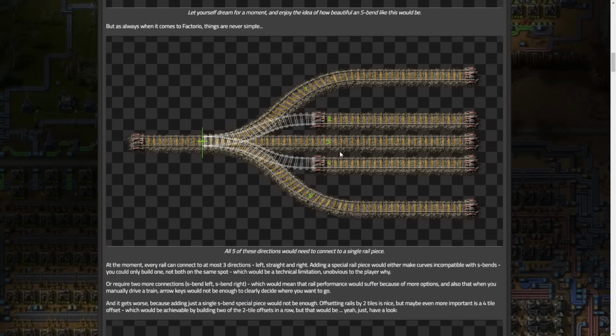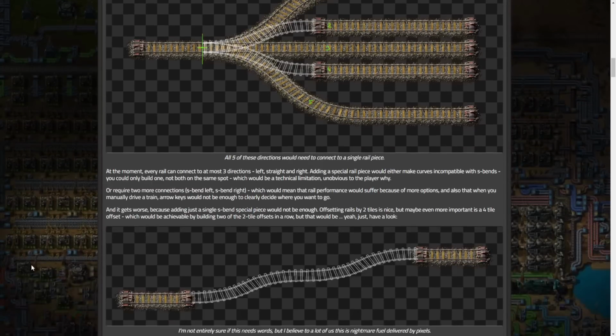Adding a special rail piece would either make curves incompatible with S-bends, so you could only build one, not both, on the same spot, which would be a technical limitation and unobvious to the player, which would cause other issues. Or it would require 2 more connections, S-bend left and S-bend right, which would mean that rail performance would suffer because of more options, and also that when you manually drive a train, the arrow keys wouldn't work very well for turning, because you can't define whether you want this close turn or this far turn when using the arrow keys.